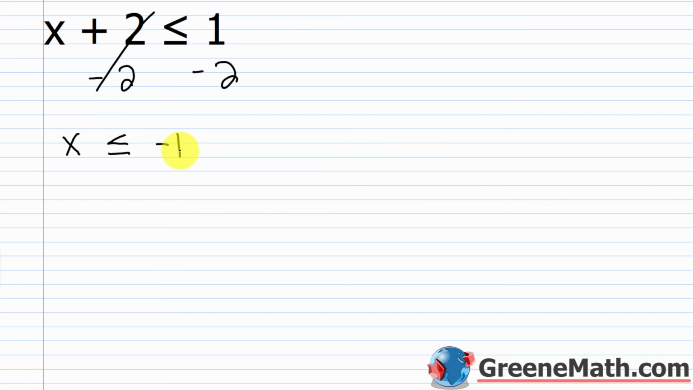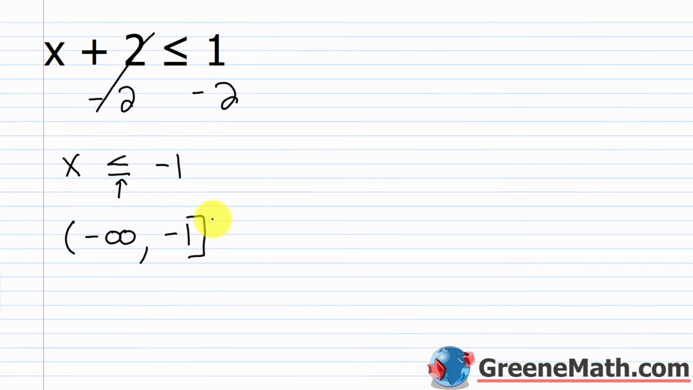So this is my solution: x is less than or equal to negative 1. And to write this in interval notation, again, we're dealing with a less than or equal to, so the smallest possible value is negative infinity, right? Because there is none. It continues forever and ever in the left direction. And then the largest possible value is negative 1. And because there's a non-strict inequality here, negative 1 is included. So I'm going to use a bracket there.